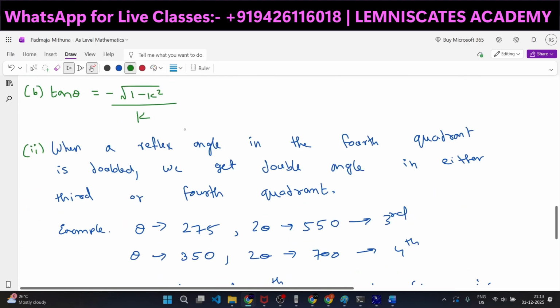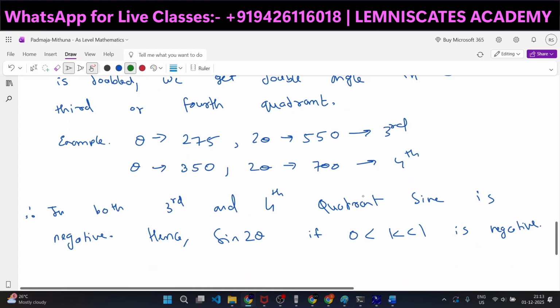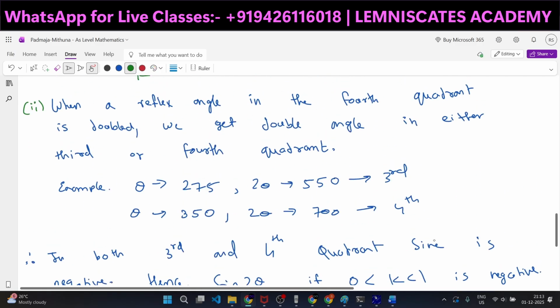Okay, and that is exactly what I have written over here as well. I've taken one example, and through the example I have explained that your 2 theta will always be between the third and the fourth quadrant, hence your sine 2 theta, if your k value is between 0 and 1, will be negative. I hope that this has given you some idea of how to solve this.